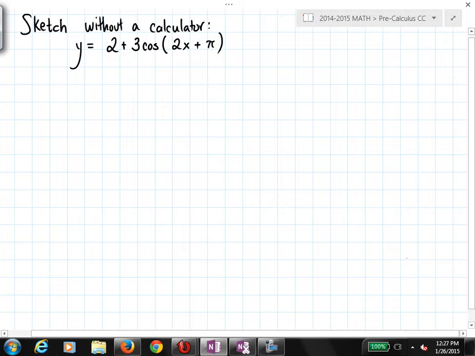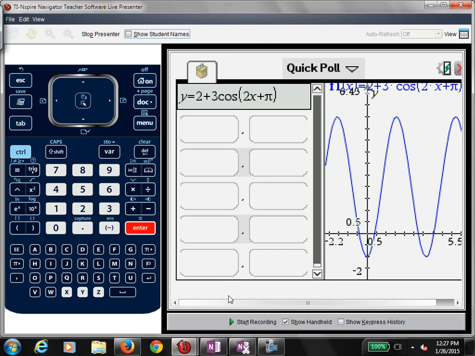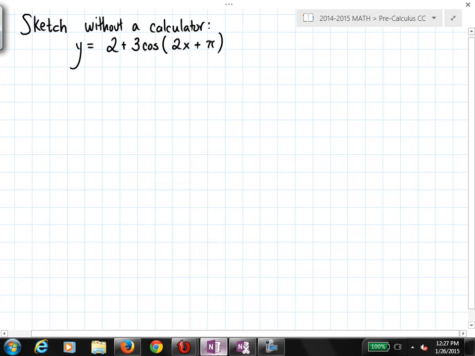All right, this last example: sketch, without a calculator, 2 plus 3 cosine of 2x plus pi. If you logged in, you should have received this quick point. This is what I mean by how I'm going to be grading you, because you're going to be entering the coordinates after we sketch this, and I put a graph right next to it because it's going to show the points should land on this graph. But let's first go ahead and sketch this.